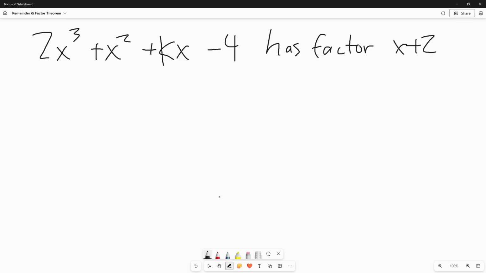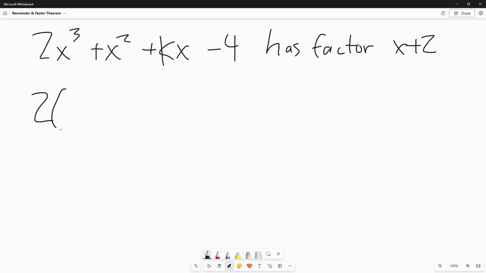And if we have something like this, where we're given a polynomial but one thing is missing, which is k right here, and we're given one of the factors, here x plus 2 is a factor, we can use the factor theorem to find the missing number. So x plus 2, we set this equal to 0, and we get x equals negative 2. And let's plug that into the original polynomial.